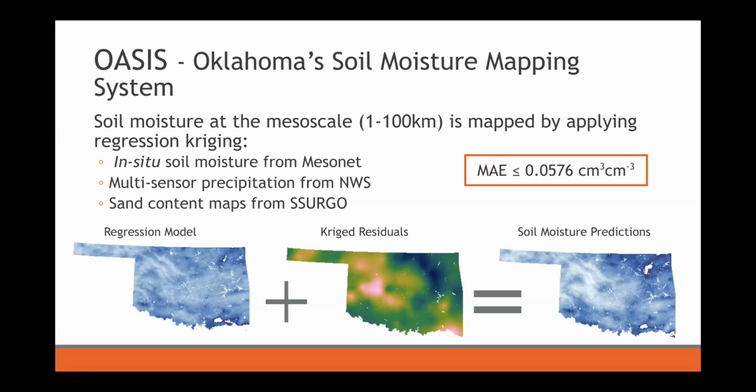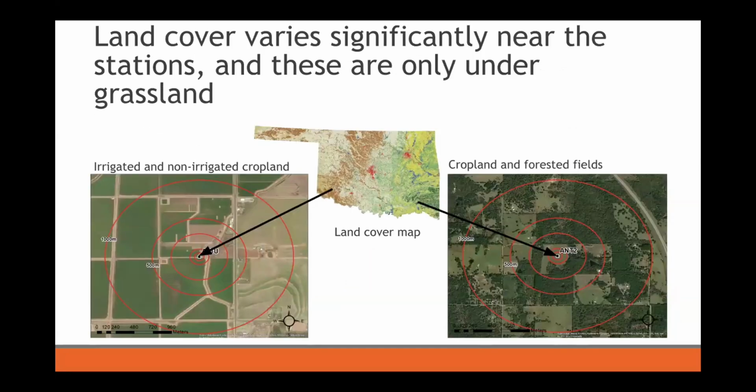This has been cross-validated before, and this system provides an accuracy of about 6% volumetric water content, which is a good product, but still it has some limitations. That is where our opportunities come into play. The first limitation is that, yes, there are Mesonet stations everywhere, but all of these are measuring soil moisture under grassland, which for agriculture might be a big limitation.